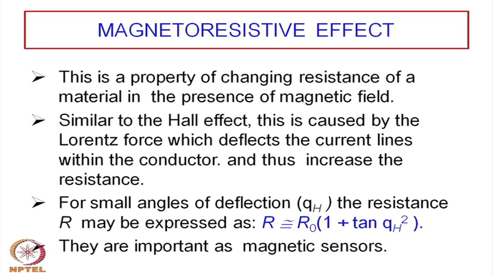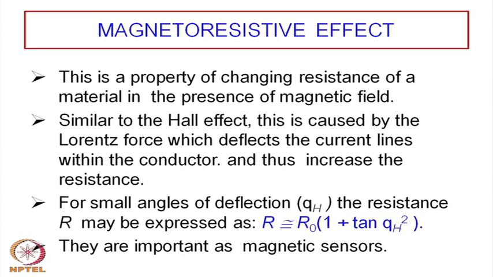So, one can measure the Hall mobility also. A similar kind of thing happens when a magnetic field is applied to a semiconductor or a conducting material, and there is a change in resistance also. So, there is a change in resistance as a result of the magnetic field.